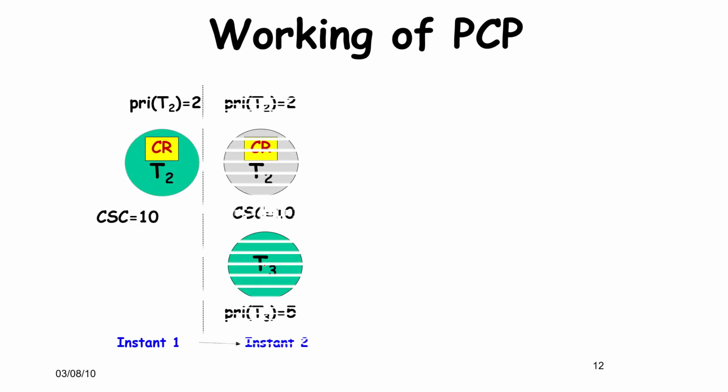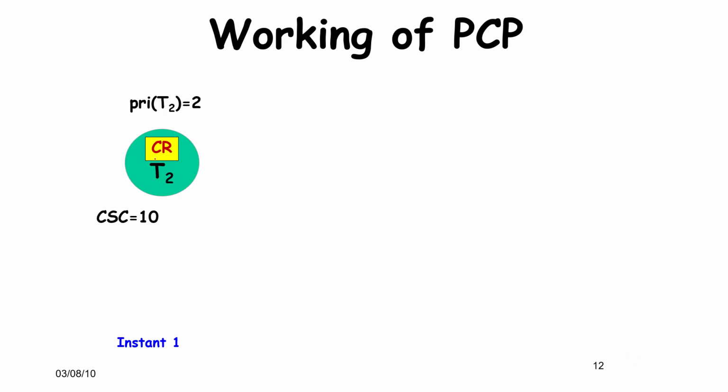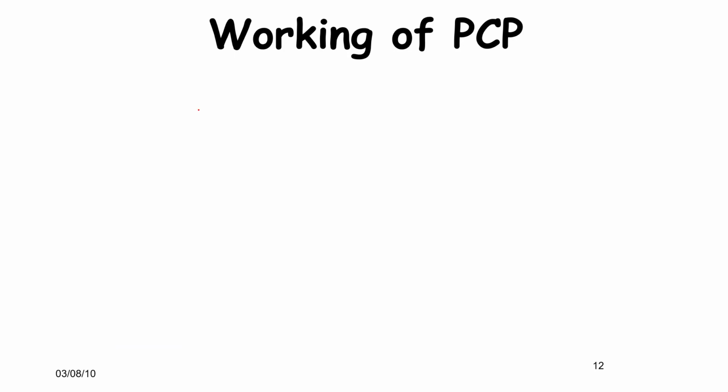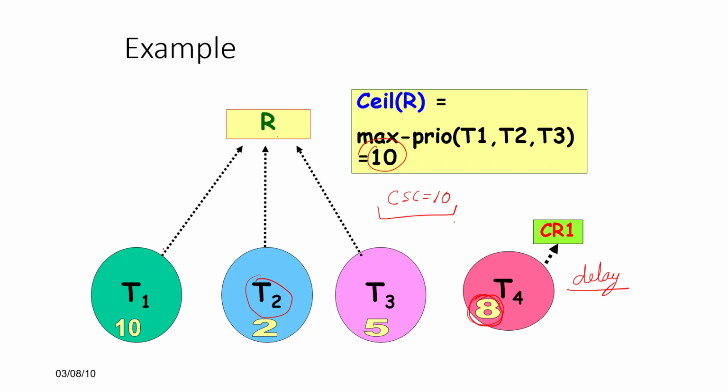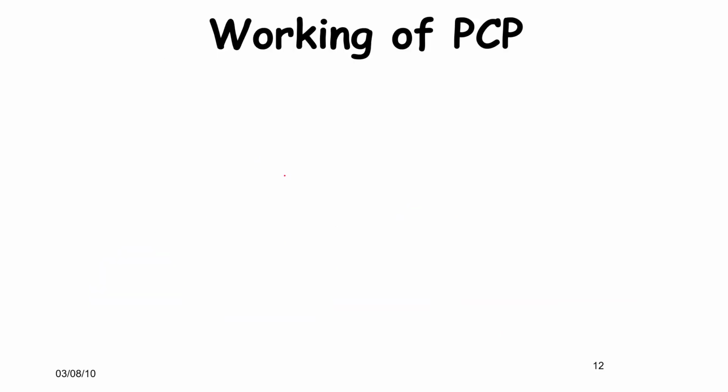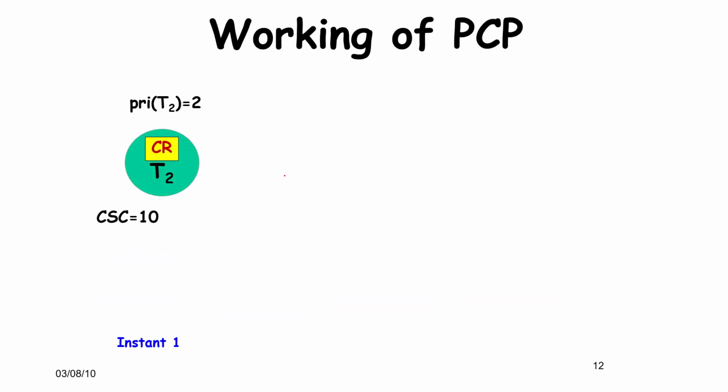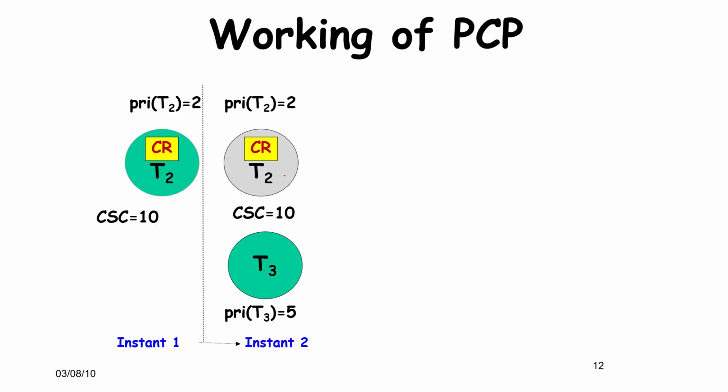So if you look at the working of PCP, let me now show you. Let us assume that process T2 gets access to a critical resource and the priority of T2 is 2. In this case, higher the number, higher the priority. So the current system ceiling is actually set to 10 as per this diagram, all right? Which is fine. Which means that in a certain sense, T2 is holding on to a hot resource because it has a high ceiling, which has set the current system ceiling.